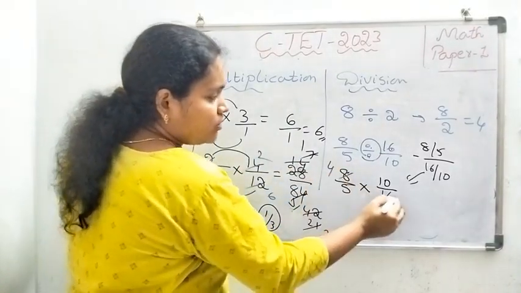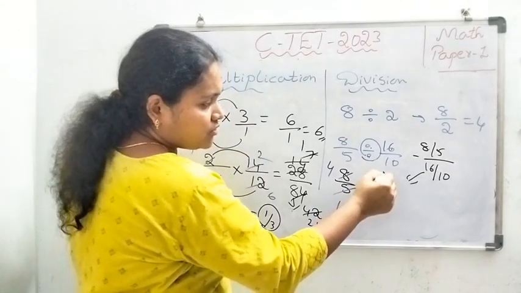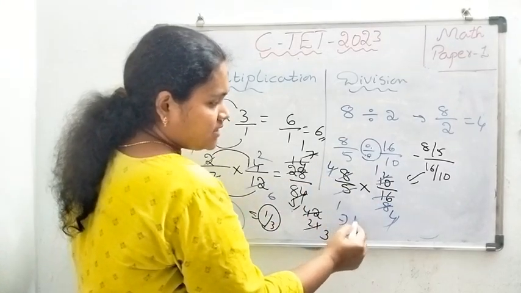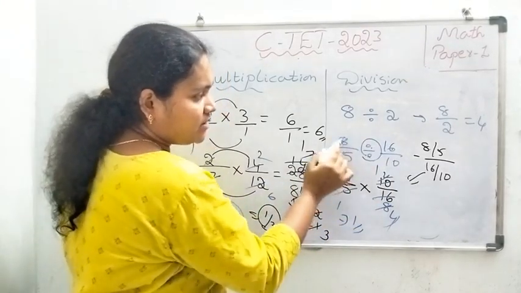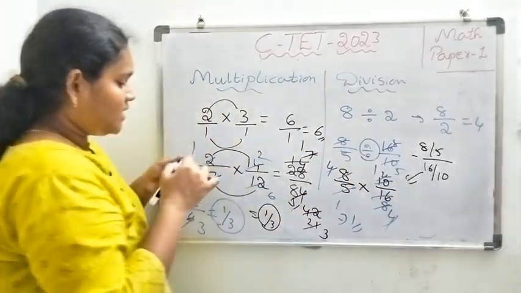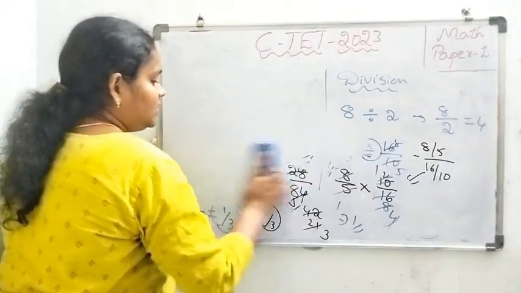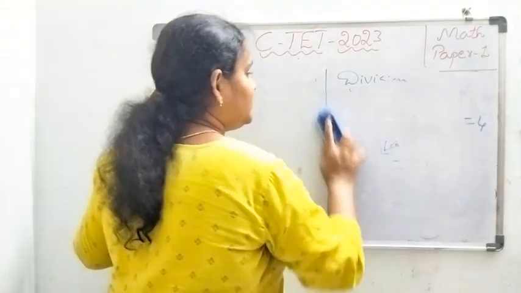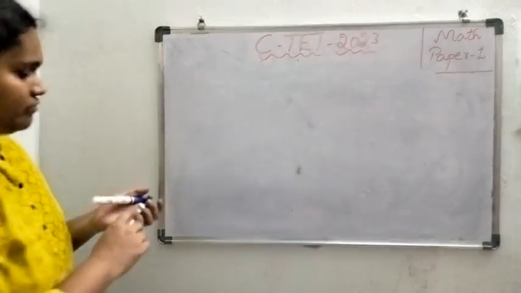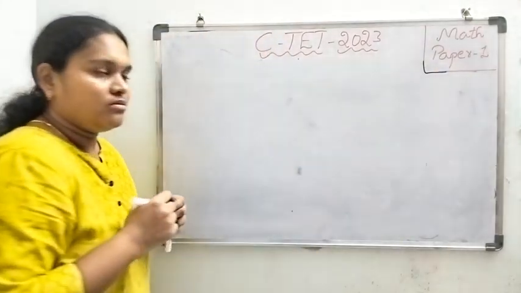Now as it is like multiplication, we cancel: 2 4s, 2 8s; 5 1s, 5 2s. Still we can cancel these two also, 2 1s, 2 4s. So 4 and 4 will get cancelled. So finally the answer is 1. Both are equal, right? Either way, 8 by 5 divided by 8 by 5 gives the answer 1. So this is about division of fractions. Since we got multiplication, division is also simple. So this is about division and multiplication, right?